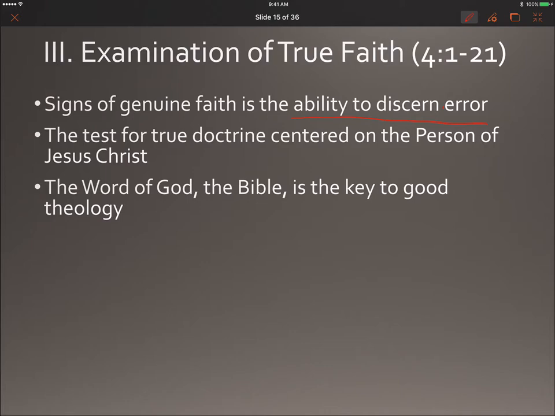So the test for true doctrine is centered on the person of Jesus Christ. The Word of God, the Bible, is the key to good theology. Biblical theology. I like biblical theology better than systematic theology. Of course, systematic is good, where you take the Bible and you take topics. It's more of a topical study of the Bible, studying the doctrine of God, of man, of Christ, of sin, and so forth. But biblical theology just takes the Bible and asks what does it teach about God, and follows the biblical pattern there. But both are helpful for us in becoming well-rounded in the Scriptures.